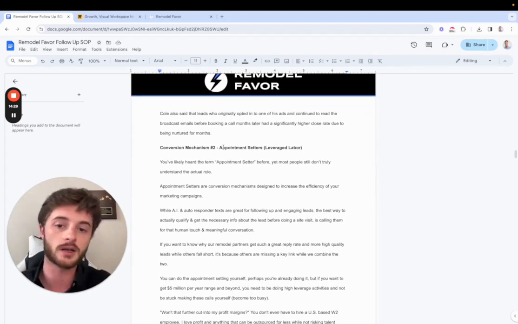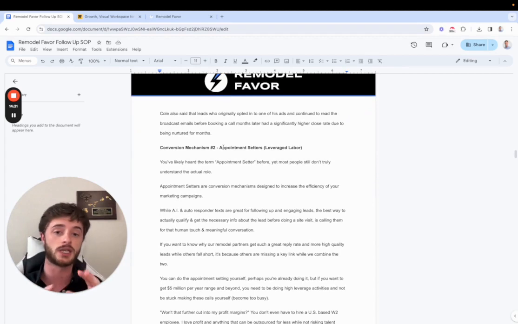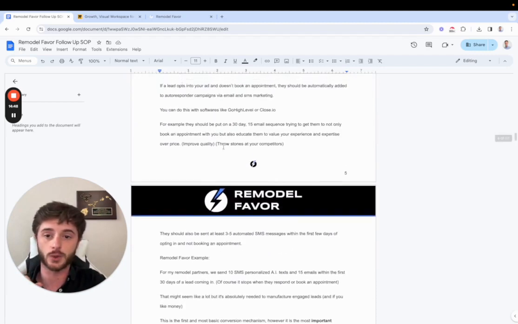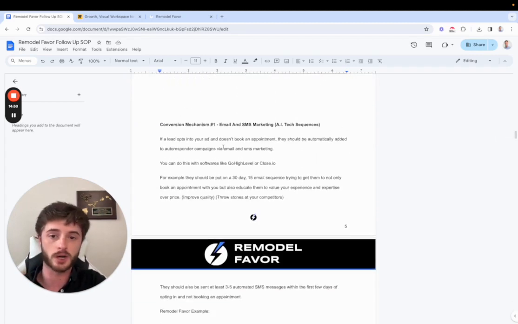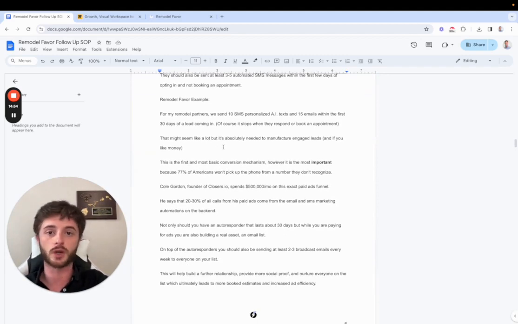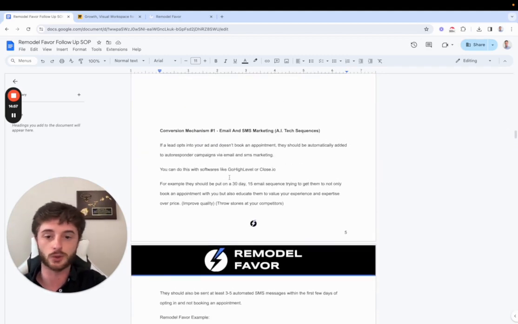And what Cole said is also pretty insightful. He said that the leads who originally opted into his ads and continued to read the broadcast emails, continued to be nurtured, looked at all the educational content, and the ones who booked a call months later after all of that actually had a significantly higher close rate due to being nurtured for months. All right, so that's the very first one, the very key bread and butter, email and SMS marketing, probably the most essential one that you need to set up. And again, you can do this with Go High Level.